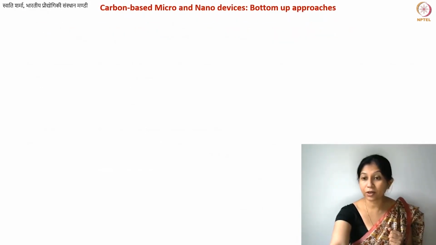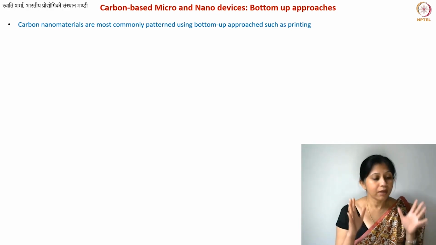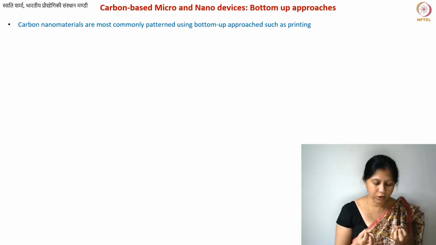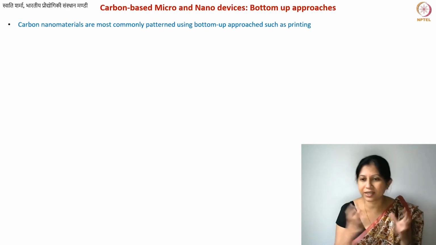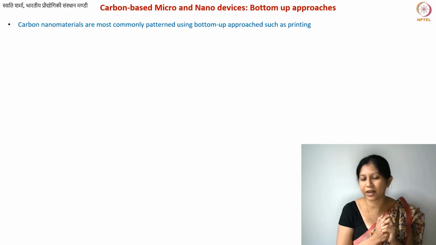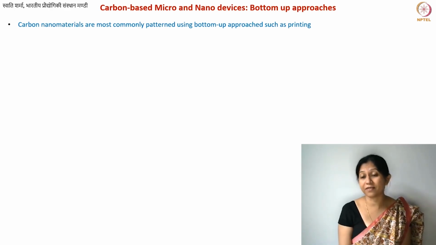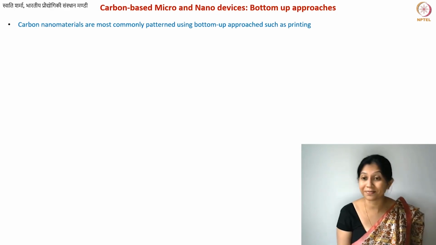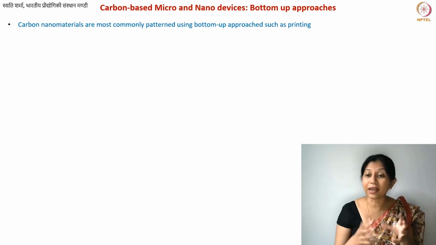Okay, so now we are going to talk about the bottom-up approaches. When we talk about bottom-up, it means we want to build something up. So what is a technique you can think of? Not lithography, right? Lithography is top-down. Printing. If somebody asks you what is the most common technique for making carbon nanomaterial based devices, well, that is printing. What you are actually doing is making an ink.